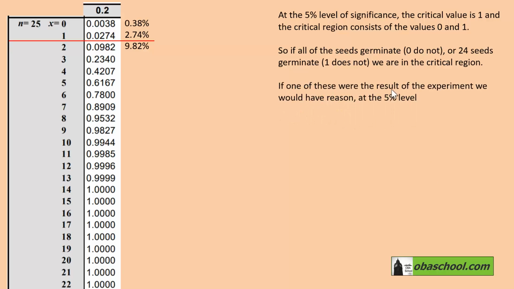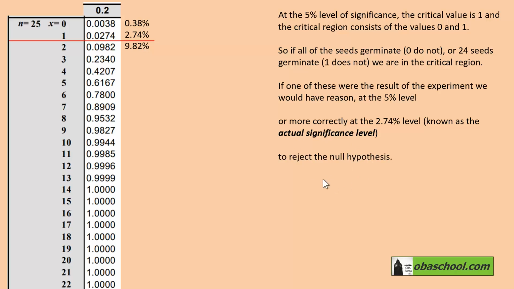If one of these were the result of the experiment, we would have reason at the 5% level, or more correctly, at the 2.74% level, known as the actual significance level, to reject the null hypothesis. So, as we've mentioned before, this is the critical region, and if we get a value in here, we would reject the null hypothesis. So if it takes a value anywhere other than in the critical region, that's known as the acceptance region, where we would accept the null hypothesis.